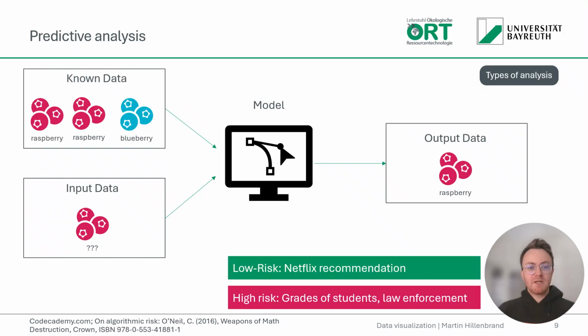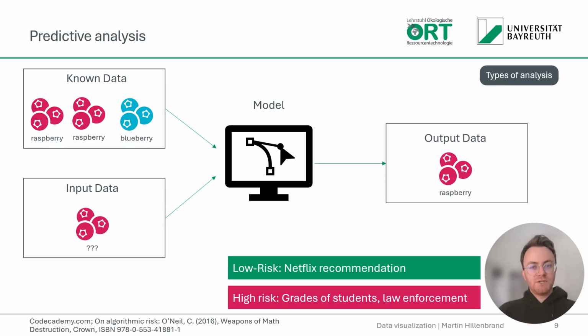So predictive analysis builds up on all of what I said till now. You have a set of known data, for example, red and blue berries. So you have raspberry and blueberry, and you have a model which is now looking at different parameters, for example, the color. And now you have input data where we didn't know how it is classified. You throw it at your model, and then you have an indication, okay, this is raspberry.